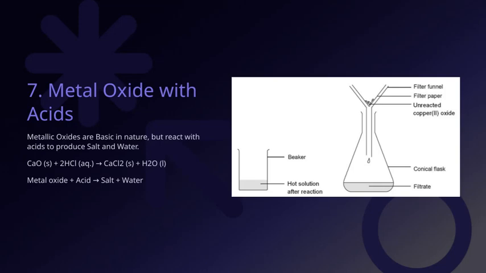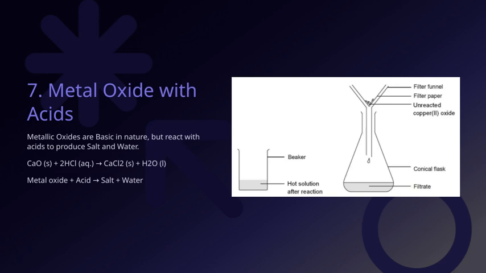Now let's look at how metal oxides react with acids. When a metal oxide reacts with an acid, the products formed are a salt and water. For example, calcium oxide, which is a solid, reacts with hydrochloric acid, an aqueous solution. The reaction produces calcium chloride, which is a salt, and water.